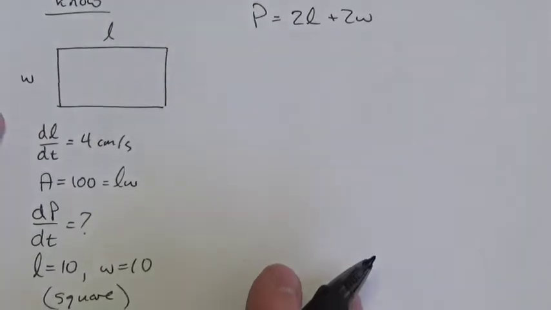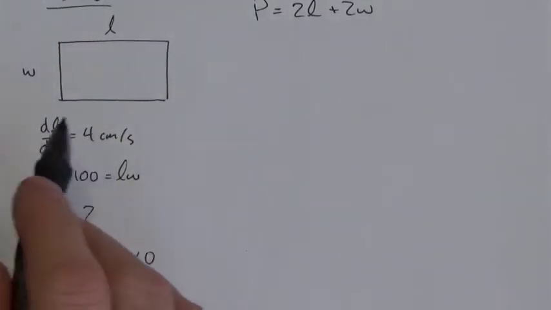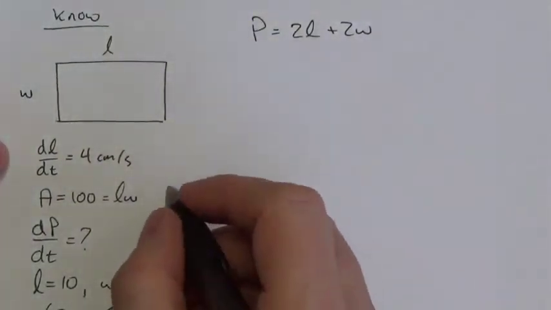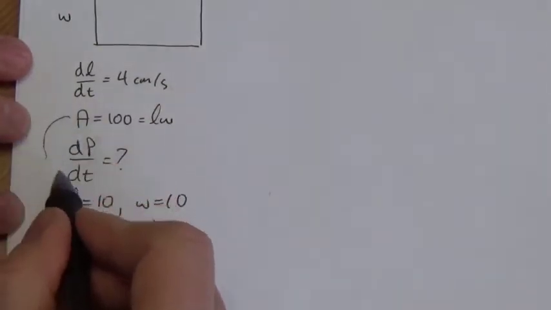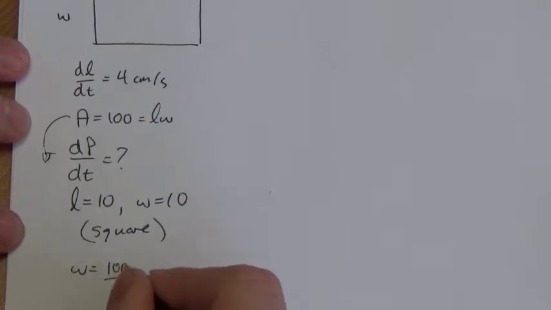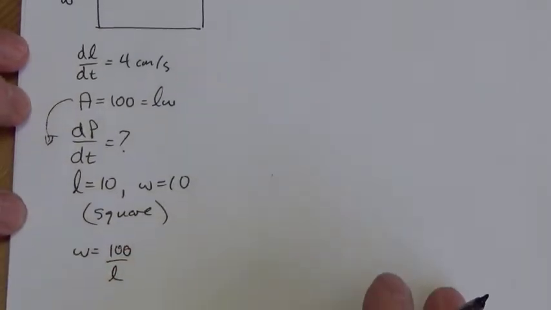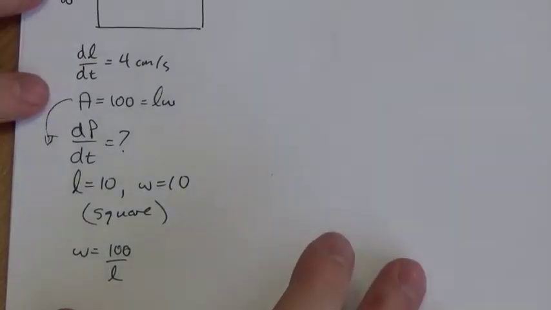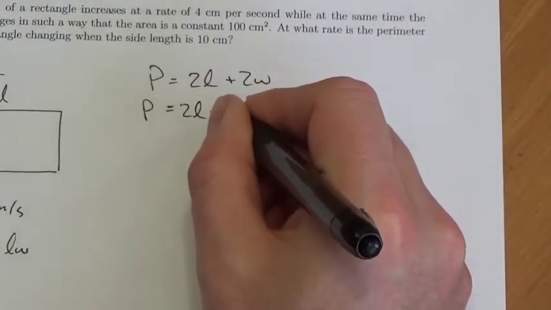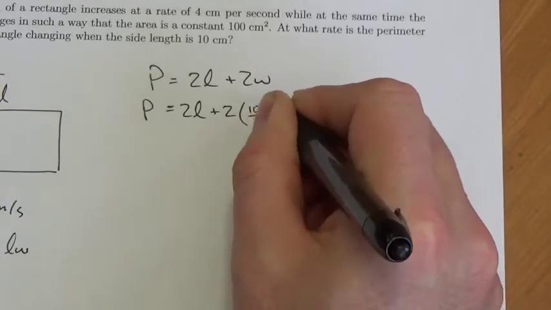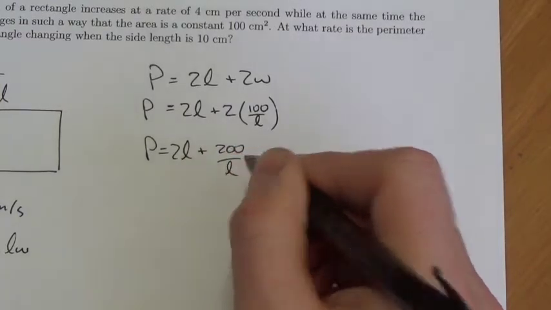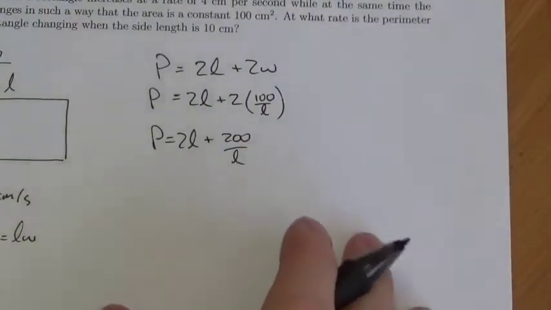Because I know what dL by dt is, maybe I'm going to get rid of the w up here. Based on this expression right here, I know that w is going to equal 100 divided by L. So now I've got an expression for w, and I can come back up and make this substitution. So perimeter is going to equal 2L plus 2 times 100 over L, and so my perimeter is 2L plus 200 over L.